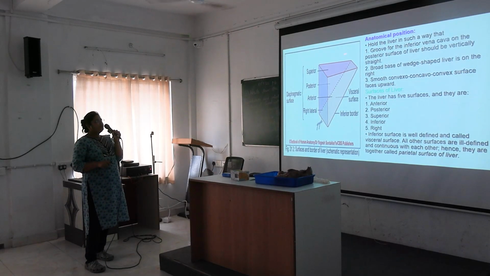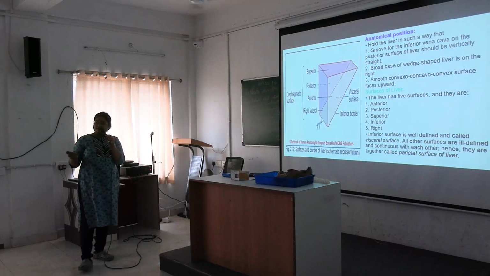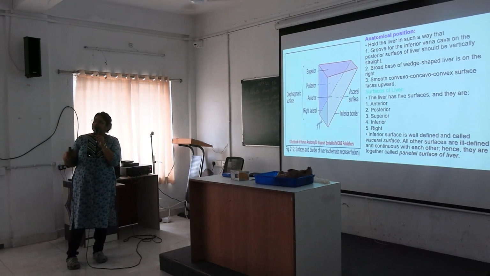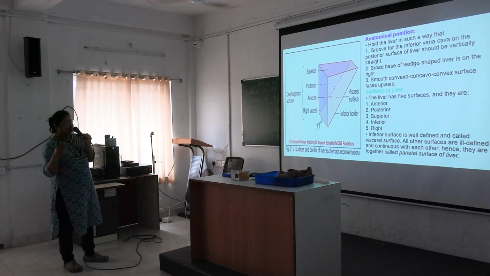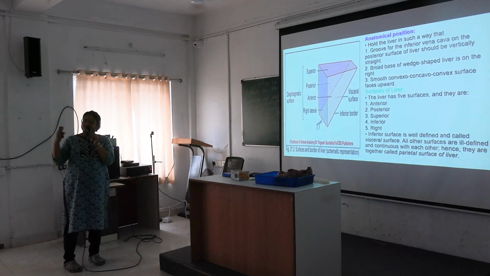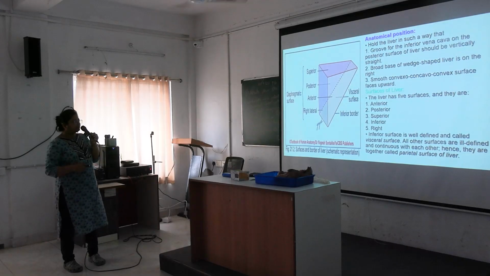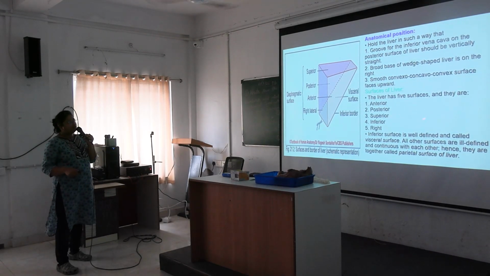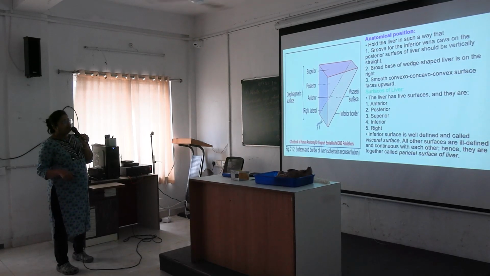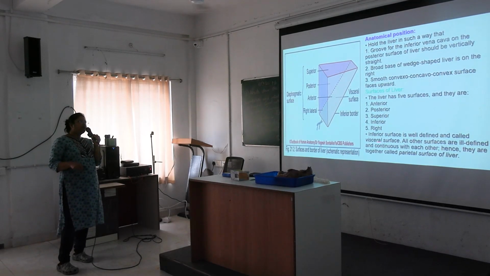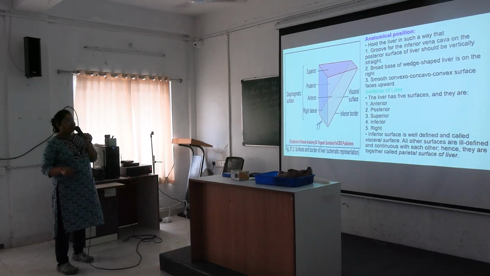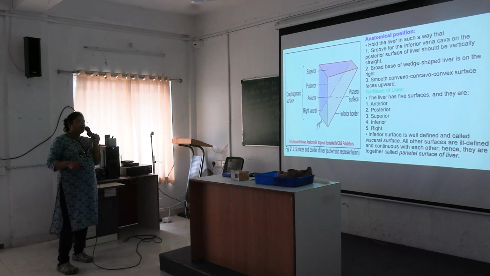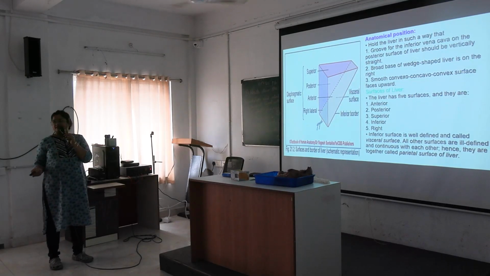Superior surface is convex on two sides and concave in the middle. Concave because of placement of the heart and the pericardium. Okay. Central tendon. Over the central tendon, heart and pericardium is lying. It has these five surfaces: anterior, posterior, superior, inferior, and right surface. An inferior surface is well defined and called the visceral surface. All other surfaces are ill defined and continuous with each other. Hence, they are together called the parietal surface of liver.